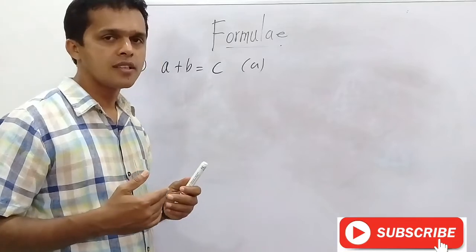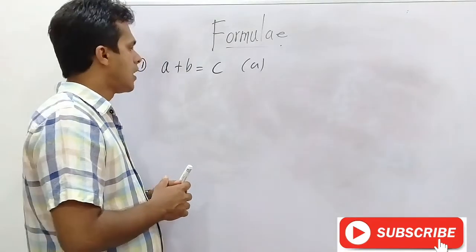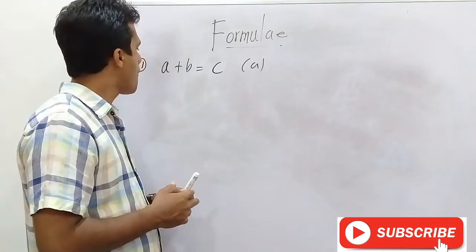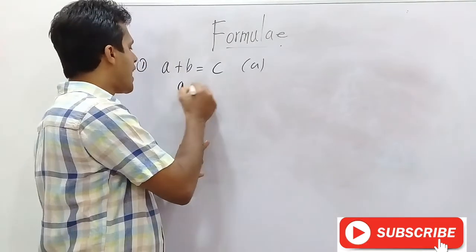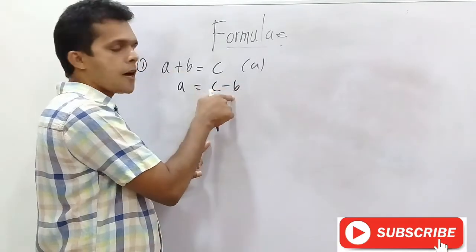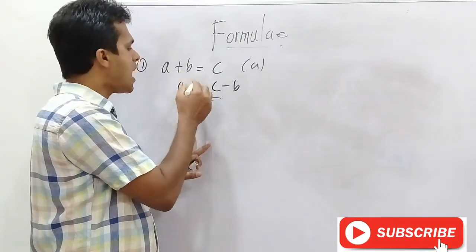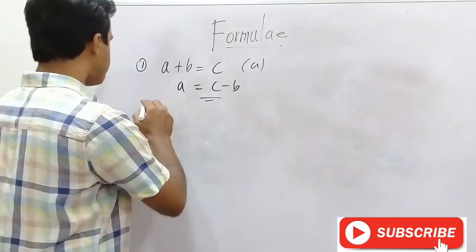What's the formula? A plus B equals C. Let's make the term A the subject of the formula. A equals C minus B. Plus B becomes minus B. So now we have written the term A as the subject of this formula.